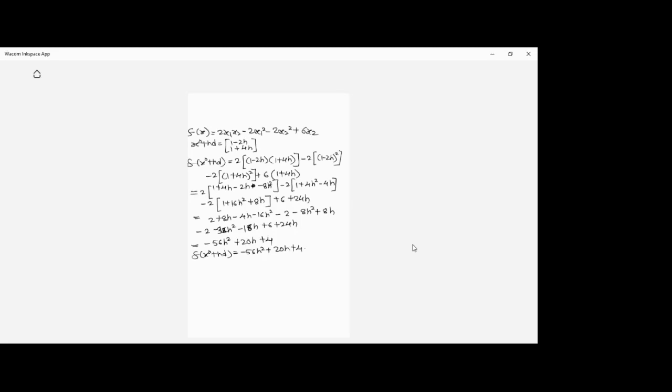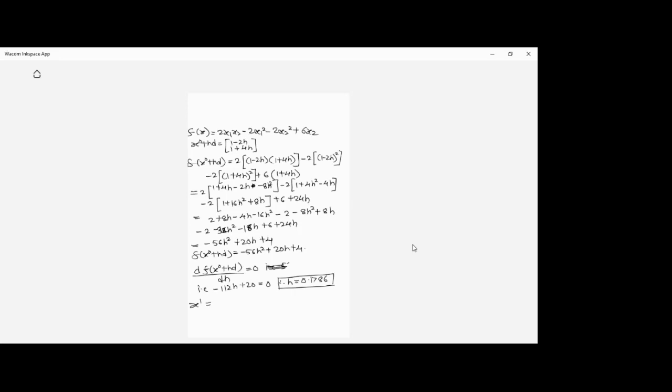So the next step is what we have to find out, the derivative of f of x0 plus hd with respect to dh, and we'll have to equate it to 0. That is minus 56, that is what we can write as 2 into 56, that is minus 112h, right? Plus 20 is equal to 0. Therefore we can calculate h, and that h will come out to be 0.1786, right?